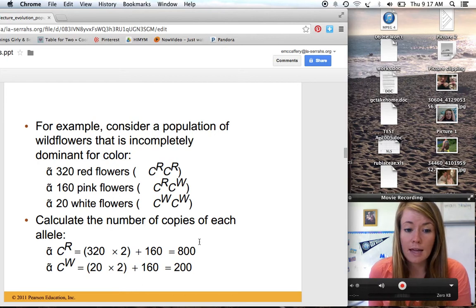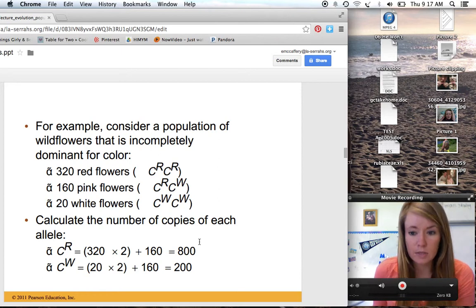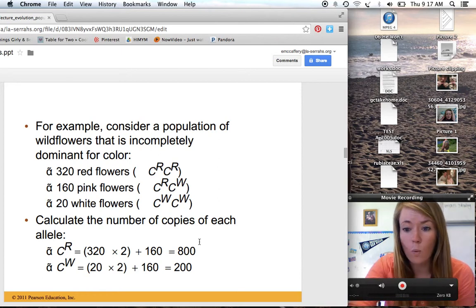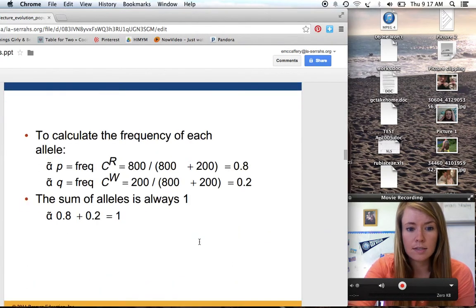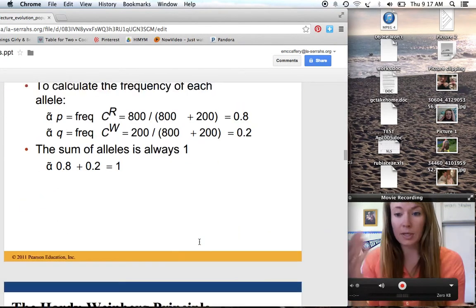And then, same thing for the white. There are 20 homozygous white individuals, and these guys each have two copies of the white allele, so we multiply that by 2, 20 times 2. And then there's 160 that are heterozygous, so 20 times 2 plus 160 gives us 200 white alleles in a population of 500 individuals.